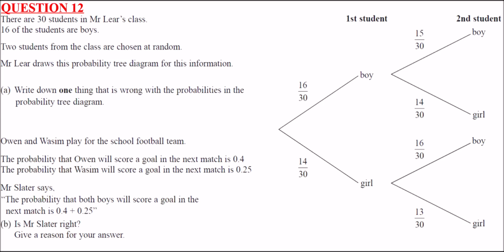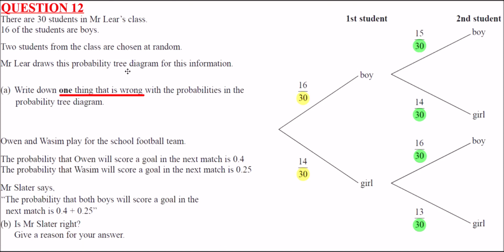So where to begin here? Well, we just need one thing that's wrong. So what we could say here is these denominators for the first student are out of 30. That's fine. But then if 2 students are being picked, then this second number should be 29, because once one student's been picked, they can't be picked again, so there's only another 29 to choose from. And so what we can say here is that this denominator here needs to be 29.